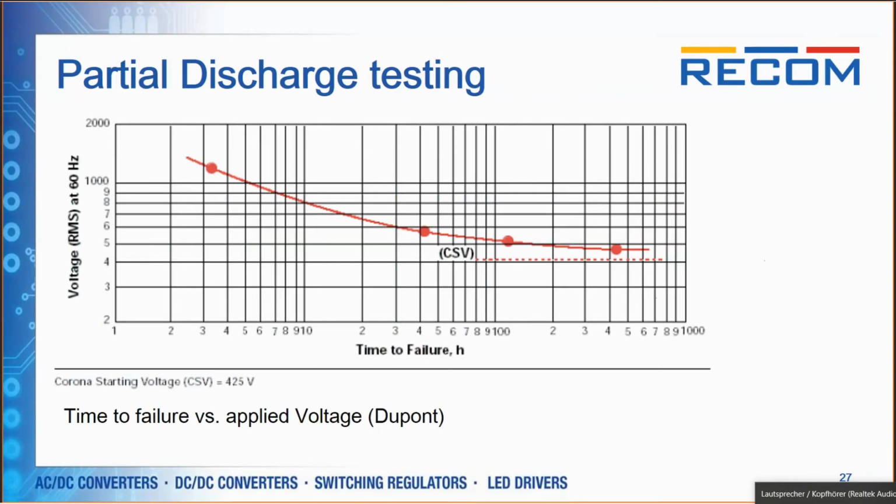But what does this have to do with reliability? A lot of people are working on what it really means. I didn't find a lot of literature, to be honest, on what it means when you're above the corona starting voltage. The only thing I found was this from DuPont. It mentions a corona starting voltage of, for example, 425 volts. When you apply 1000 volts, you can see it will be damaged after 5 hours. At 600 volts, it's 40 hours, and the lower the voltage, the longer your reliability. If you are below the corona starting voltage, you shouldn't have any aging because of partial discharge.